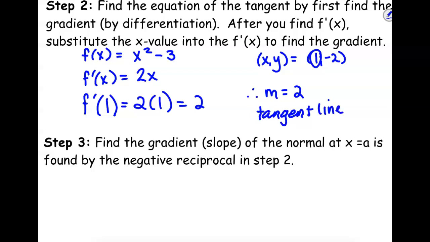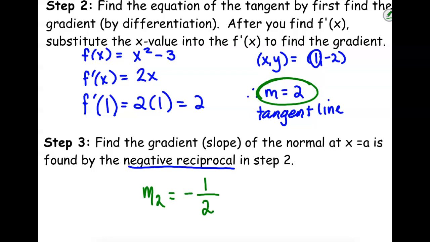Step 3 is to find the gradient or slope of the normal. So if you remember, that is a negative reciprocal. So I'm going to go out to this slope and reciprocate and negate it. So m sub 2 is -1 over 2. So that's the slope of the perpendicular line at the ordered pair 1, -2.